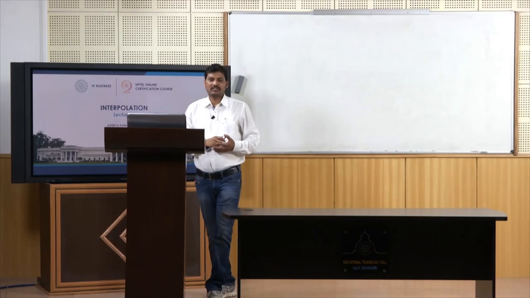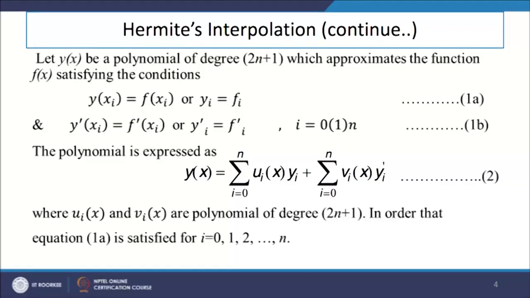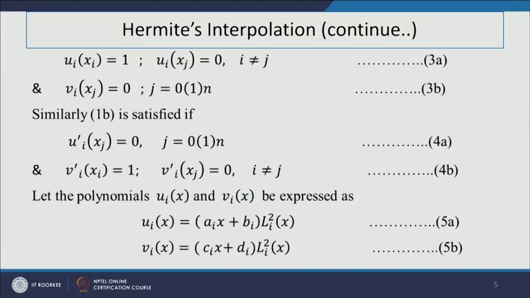So, if we are writing y of xi equals f of xi and y dash of xi equals f dash of xi, and the polynomial is expressed in the form y of x equals summation i equals 0 to n ui x yi plus summation i equals 0 to n vi x yi dash, which represents a polynomial of degree 2n plus 1.